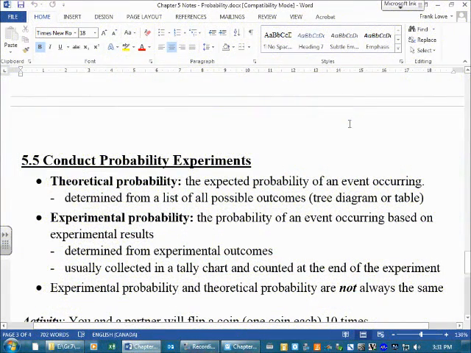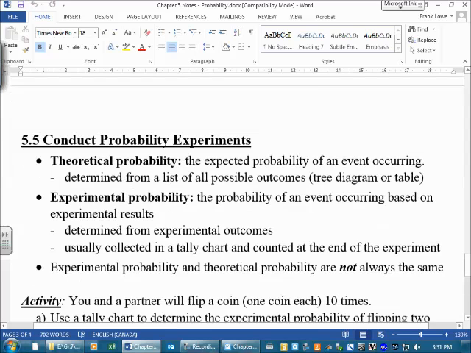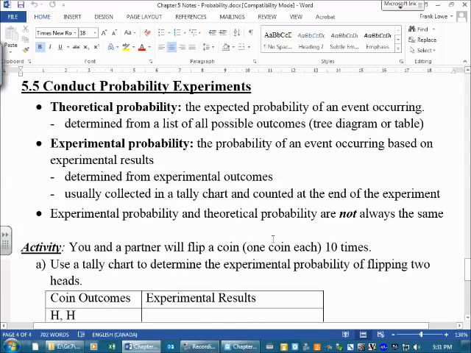All right, the last section in this chapter is 5.5, and it's about conducting probability experiments. Ooh, that sounds really technical. In this one, all I am trying to help you understand is the difference between theoretical probability and experimental probability. If you look at the word theoretical, that's all to do with a theory, really.